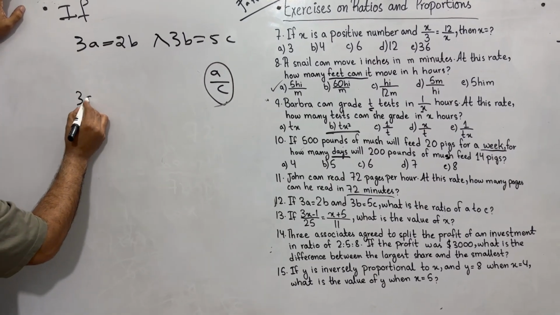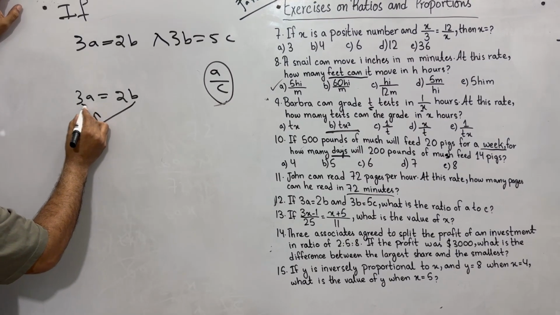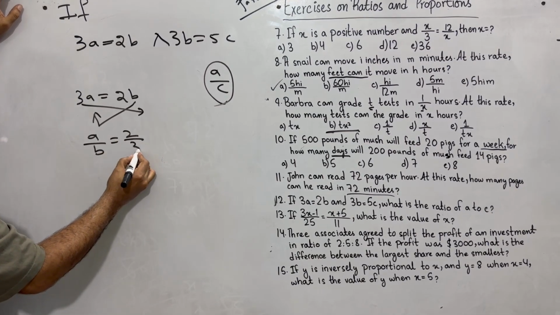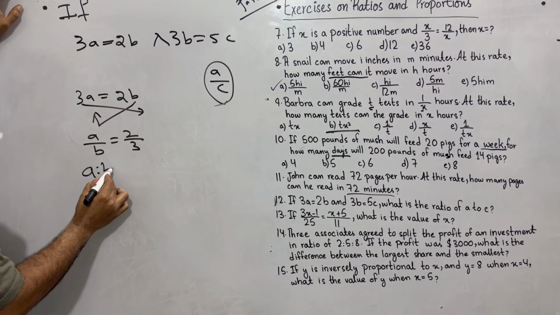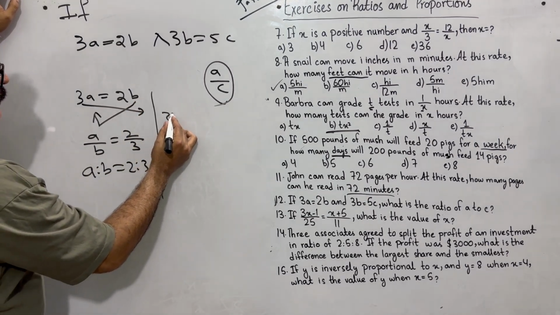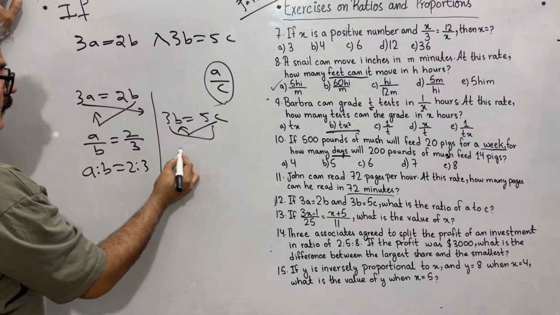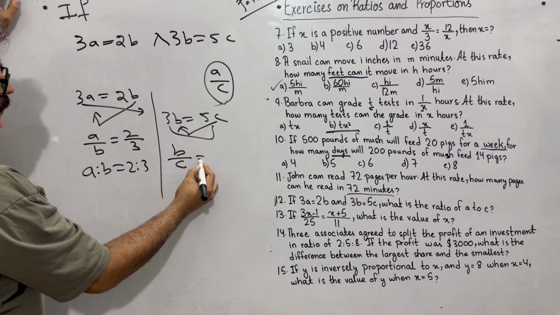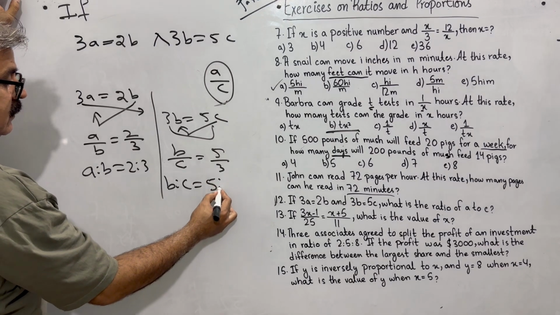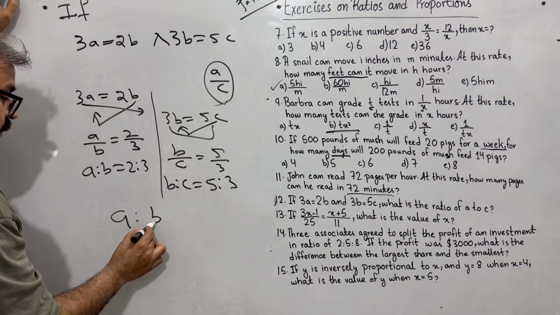From 3a is equal to 2b, shift b here and 3 here. We will get a over b is equal to 2 over 3. So a ratio b is equal to 2 ratio 3. Similarly, 3 times b is equal to 5 times c. Shift c here and 3 here. It will become b over c is equal to 5 over 3, meaning b ratio c is equal to 5 ratio 3. Now find the continued ratio a ratio b ratio c.